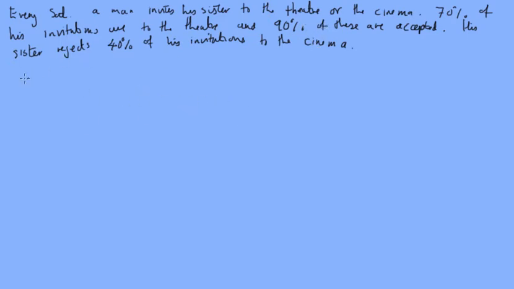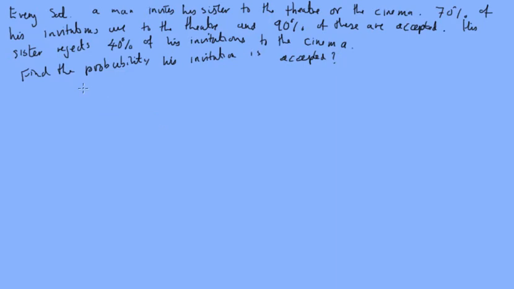Right, find the probability his invitation is accepted on any particular Saturday. So the probability that his sister accepts depends on where she's invited to go. So that shows us that this is a conditional probability.